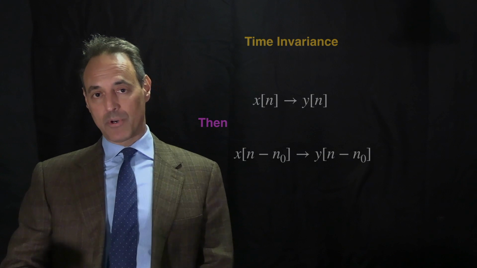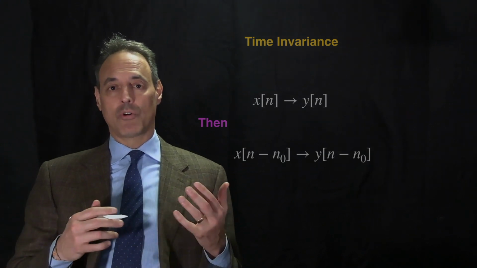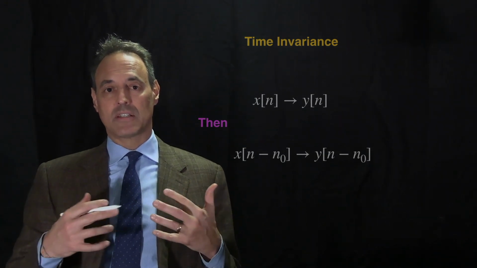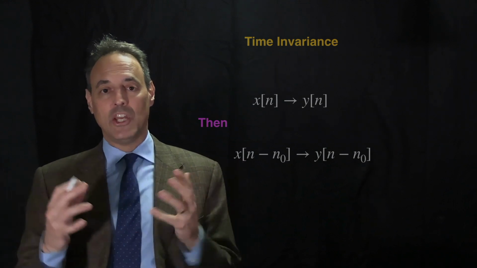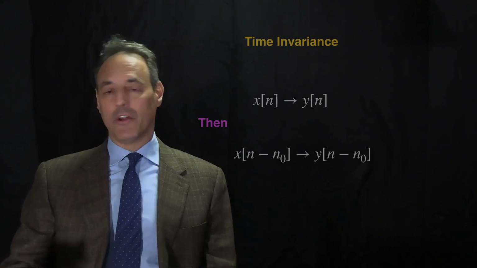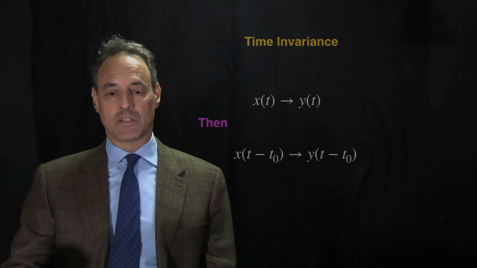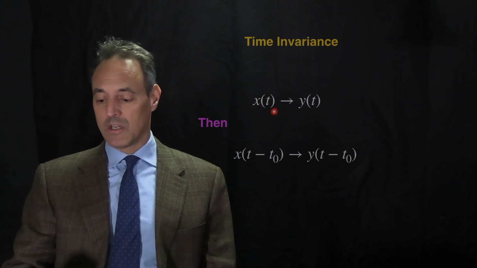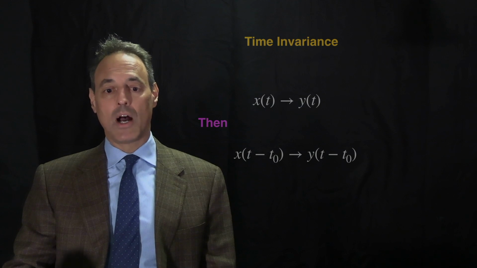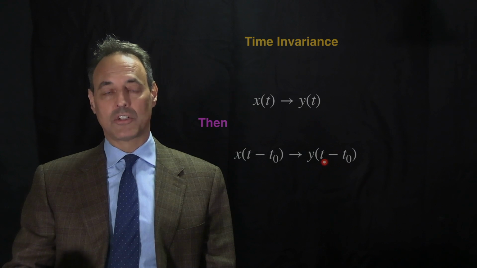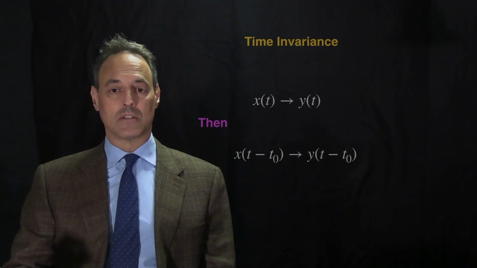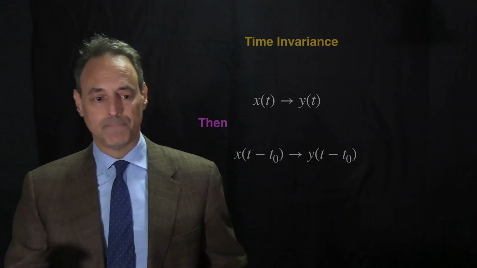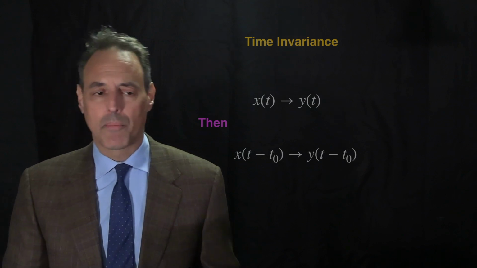So this property is really important. It tells you that you have this behavior in the system that no matter how you shift time, you get the same underlying behavior to the system. And here it is in continuous time, time invariance. So I take this system here, x maps to y, and if I shift time and I get this y shifted by time, then I say this is time invariant. Okay? So that's a nice property of a system.